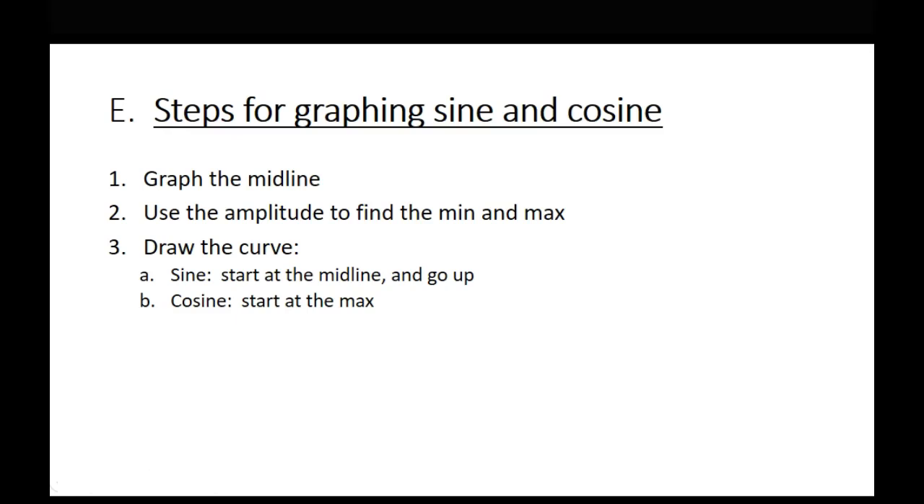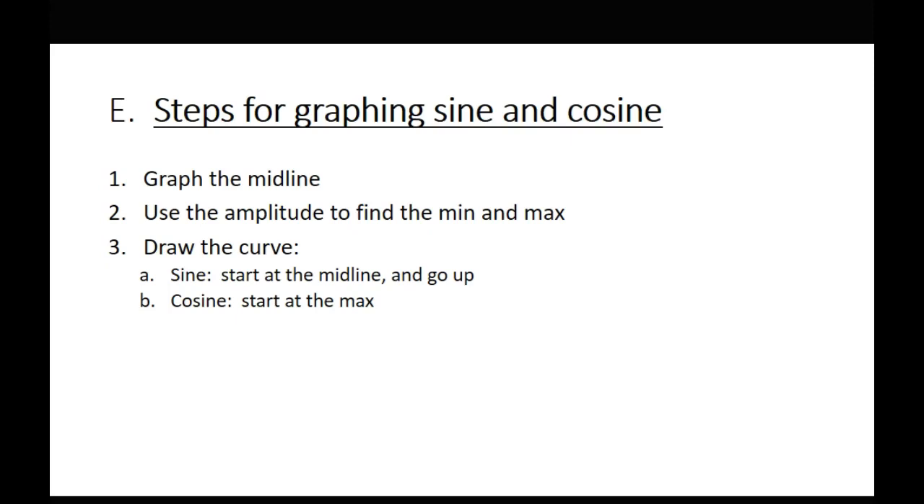All right, so we're going to start by graphing the midline. Okay, that's the number that comes after the sine or cosine, which is plus k. So we're going to start by just drawing a horizontal line with that value. Then we're going to use our amplitude to find the minimum and max. So you take your midline, you look at your amplitude, that's the number in front of the sine or cosine. You're going to go up that much above the midline and down that much below it. And that's going to tell you where your min and max values are.